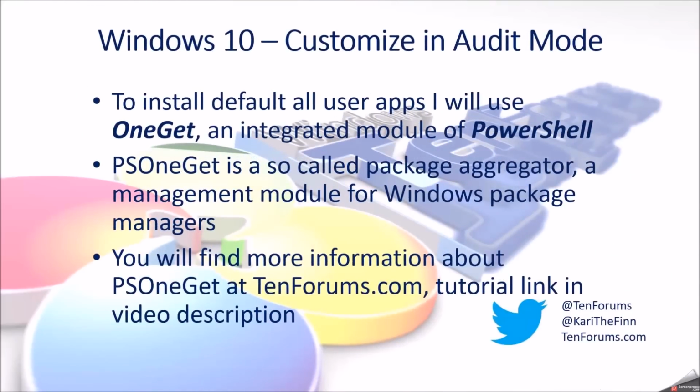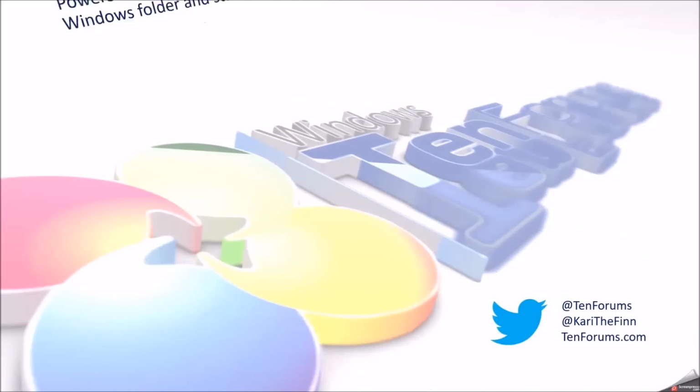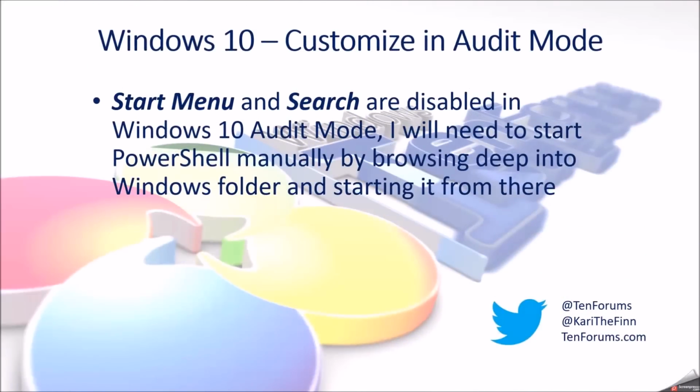To install default all-user apps, I will use OneGet, an integrated module of PowerShell. PS OneGet is a so-called package aggregator, a management module for Windows package managers. You will find more information about PS OneGet at 10forums.com, tutorial link in the video description. Start menu and search are disabled in Windows 10 audit mode. I will need to start PowerShell manually by browsing deep into the Windows folder and starting it from there.